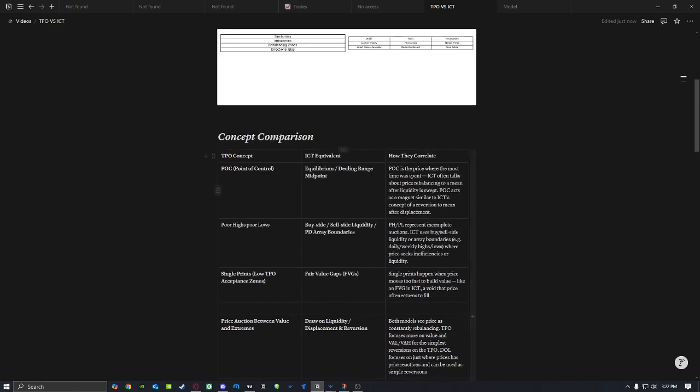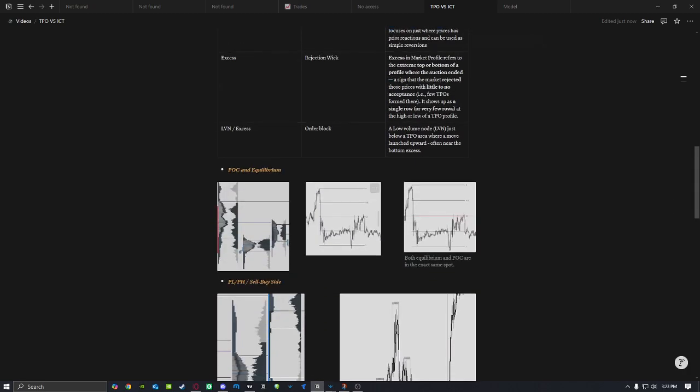So next one is poor highs and poor lows and buy side, sell side liquidity. And I'm actually gonna delete this because I changed my mind about that. Poor high, poor low represents incomplete auctions. ICT uses buy and sell side liquidity or a range. But daily, weekly highs and lows where price seeks insufficient liquidity. And I'm gonna explain this right here.